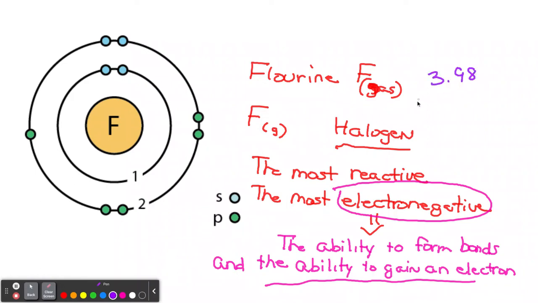Now just below fluorine is chlorine. We use that with sodium to make table salt. It has 3.16 right below it. And I'll show you the table in a minute. And to the left, we have oxygen. Oxygen's very reactive too. It's 3.44. So let's look at the table for a minute.